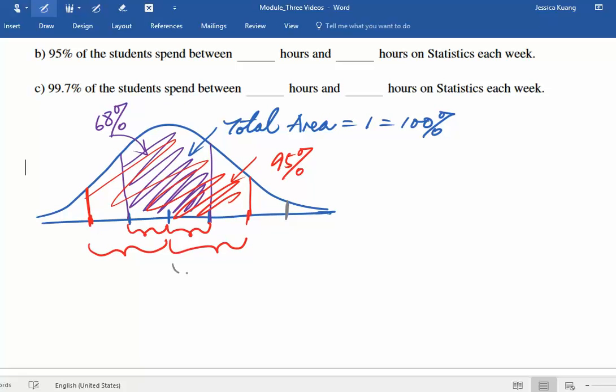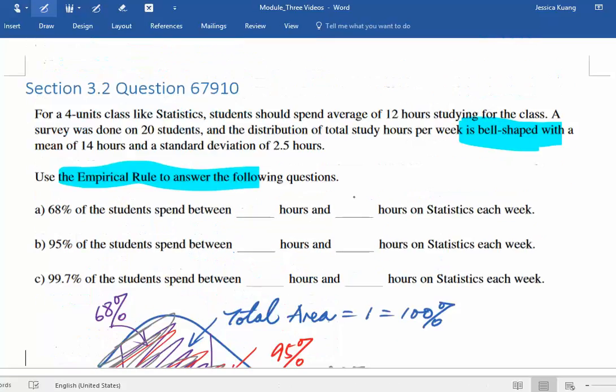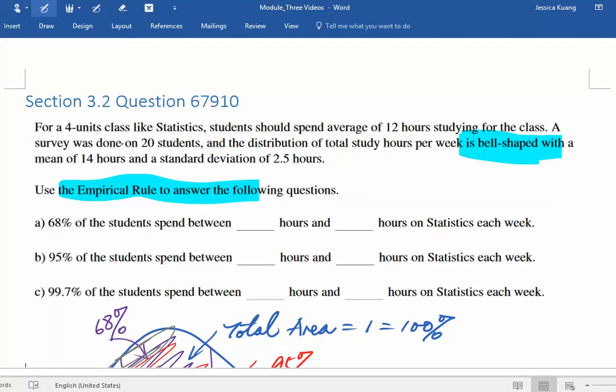Now I'm going to use yet another color, so hopefully it won't get too confusing. So this is 3 standard deviations to the right, and this is 3 standard deviations to the left. The entire area, this gray area from left to right, covers 99.7%.